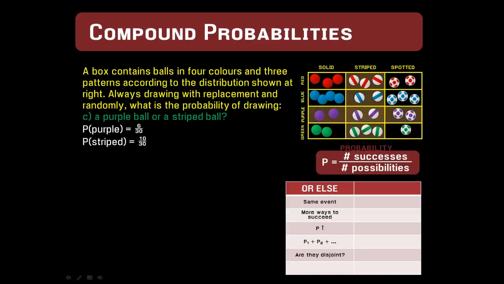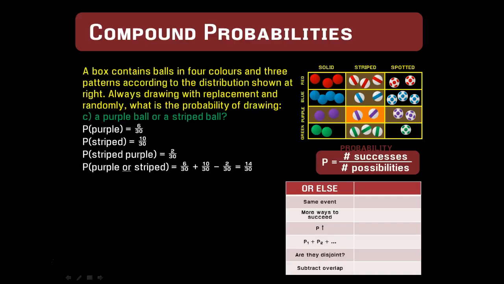The answer to this new problem is not 16/30. Adding the purple to the striped balls counts these purple striped balls twice. It's possible to get both outcomes simultaneously. These outcomes are not disjoint. To correct the problem, we have to subtract the probability of getting the overlap, since it's the 2 purple striped balls that make up the overlap.